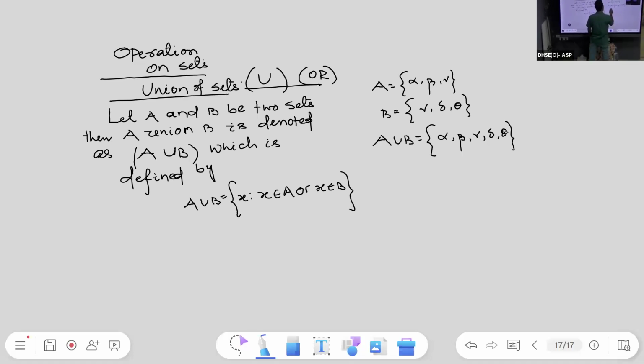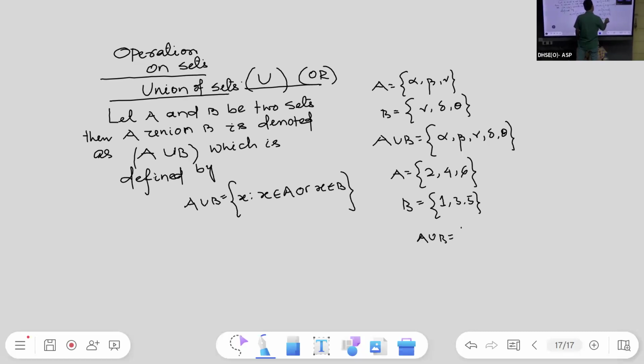Another example, let A be the set 2, 4, 6, and B be the set containing the elements 1, 3, 5. So A union B is the set 1, 2, 3, 4, 5, 6. I hope it is clear to you.